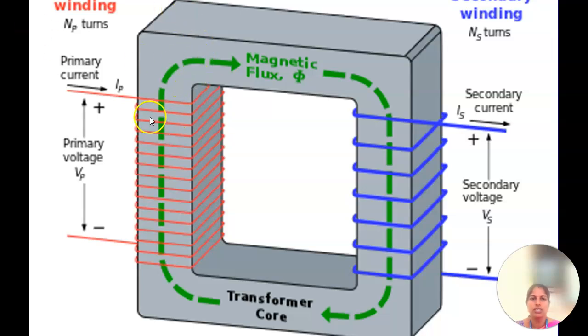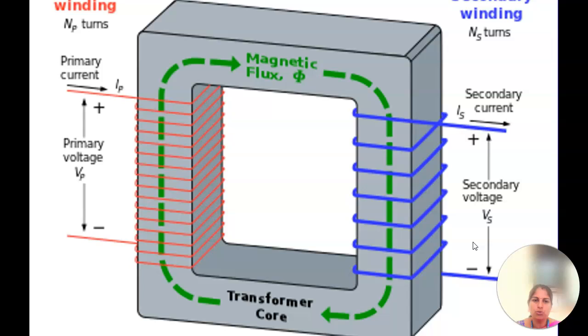This figure shows the diagram of a transformer. So it has a primary winding, and the number of turns is named as NP, the primary current is named as IP, and the primary voltage is named as Vp. Similarly, we have a secondary. Here the turns are Ns, current is Is, and secondary voltage is Vs.